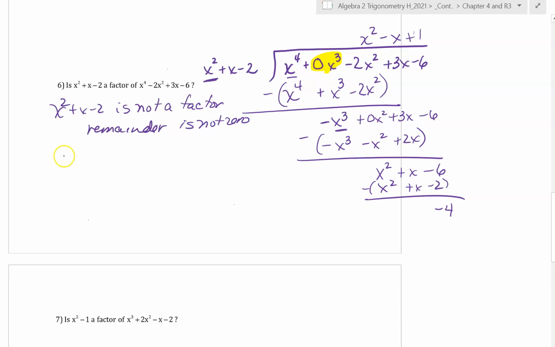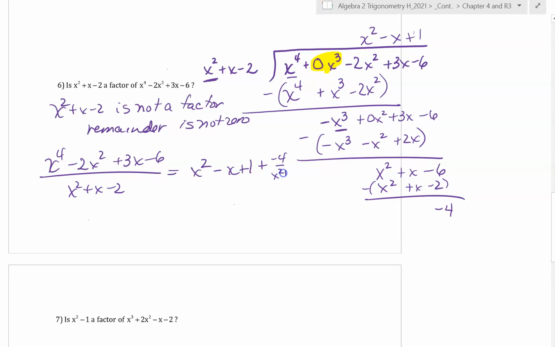And we can write our summary statement. Our quotient. Okay, so the quotient is x squared minus x plus 1 plus the remainder over the divisor.